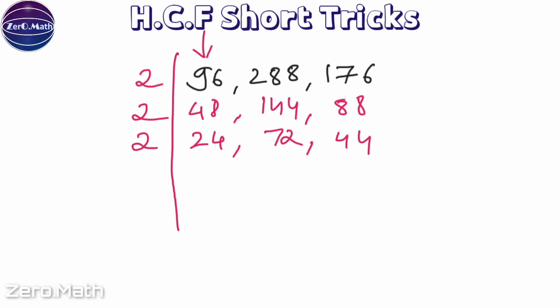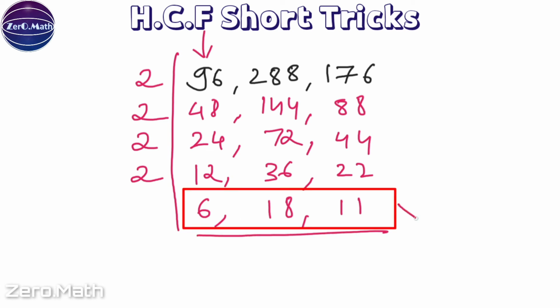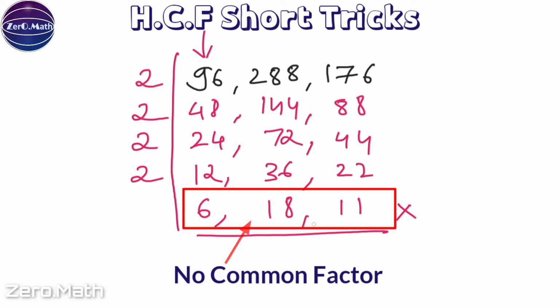Again 2 will be a common factor as these numbers are even. So it will be 12, since 12 times 2 is 24. 36 times 2 is 72 and 22 times 2 is 44. Again 2 will be the common factor. It will be 6, since 6 times 2 is 12, 18 times 2 is 36 and 11 times 2 is 22. Now you can see between 6, 18 and 11 there is no common factor. We are going to stop here.